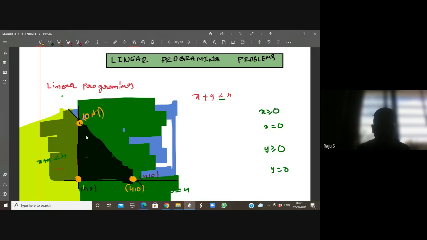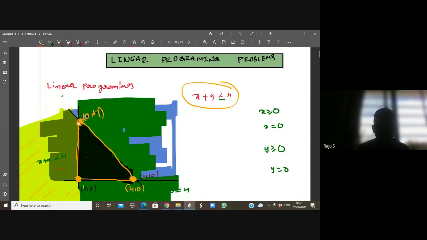Whatever region we get here, this region is called the feasible region. Right? Here x greater than 0 means it has infinite solutions. Y greater than or equal to 0 means it has an infinite number of solutions. X plus y lesser than or equal to 4 means it has infinite solutions. But feasible region means only the region which is between the corner points.